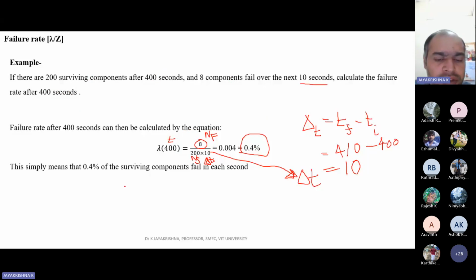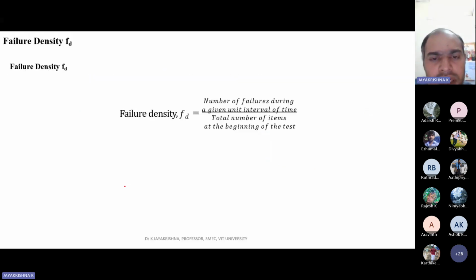So next we have something called the failure density. So what is failure density? Failure density is given by the letters fd. It is the number of failures during a given unit interval of time, divided by the total number of items at the beginning of the test. So same thing, right? How many failures have happened in a given interval of time.